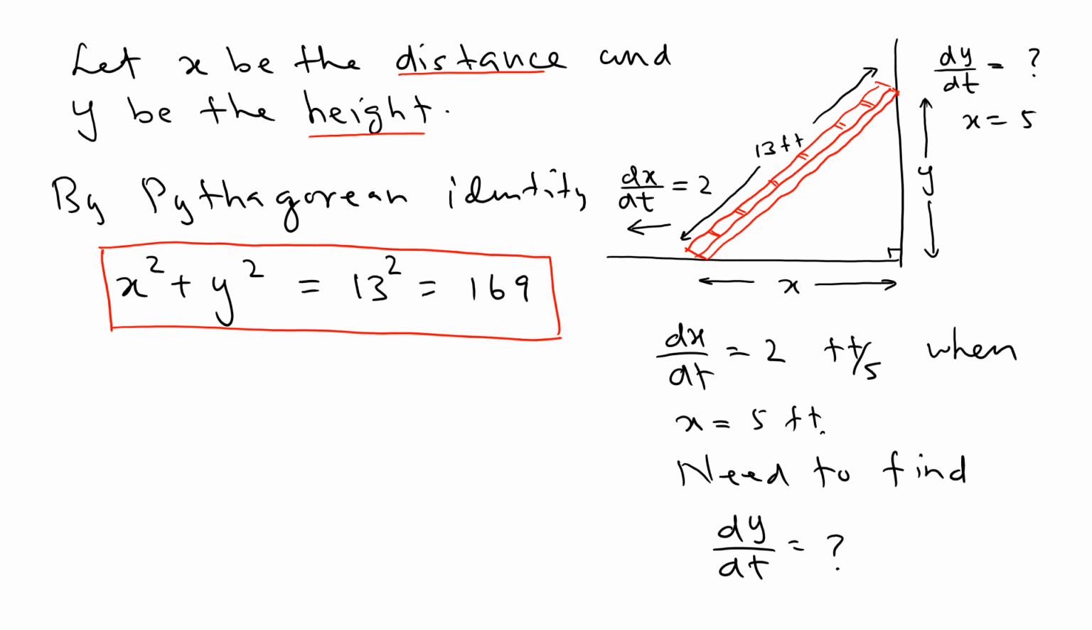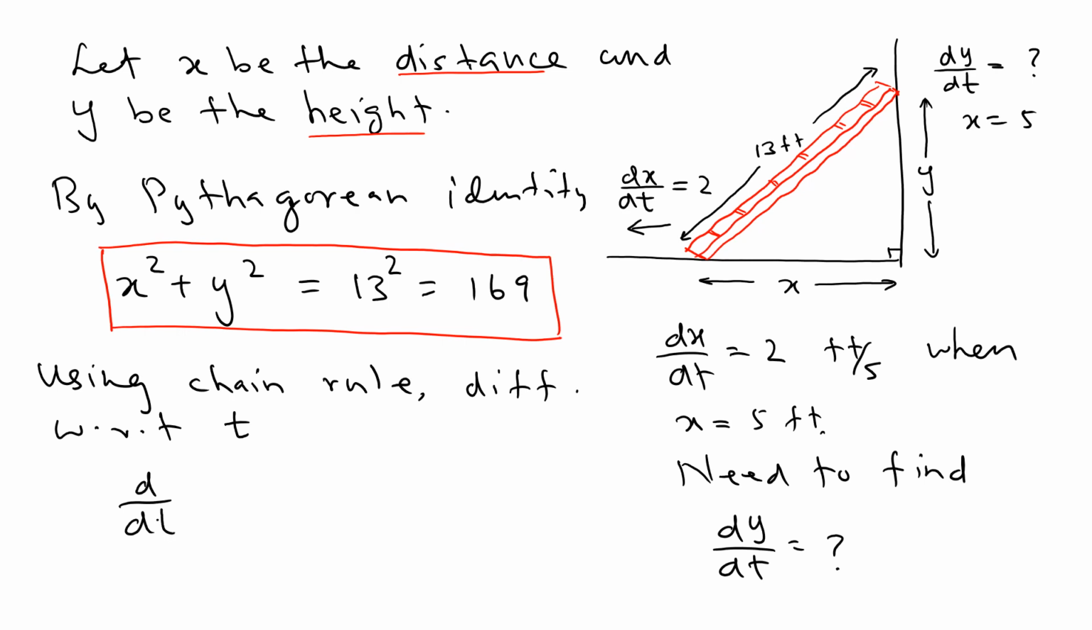So using the chain rule, differentiating with respect to time, with respect to t in this case. So we take the derivative with respect to t of this side, which is x squared plus y squared, equal to the derivative of the other side. So now we take the implicit differentiation of both sides. So let's look at how it works.